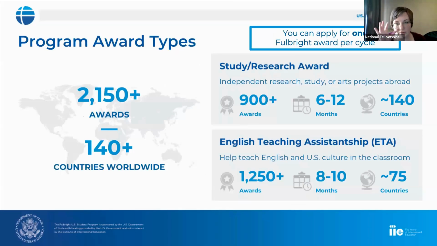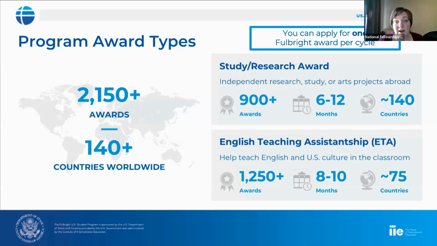So what does this program look like? Overall, there are about 2,100 to 2,200 awards that are given out each year to about 140 countries worldwide. And those awards break down into two broad categories. The first broad category is the Study and Research Award. You can think of this as the classic Fulbright. This is where you can either design an independent research project, doing research on a subject you're interested in in another country, or you can apply to do a graduate degree program.